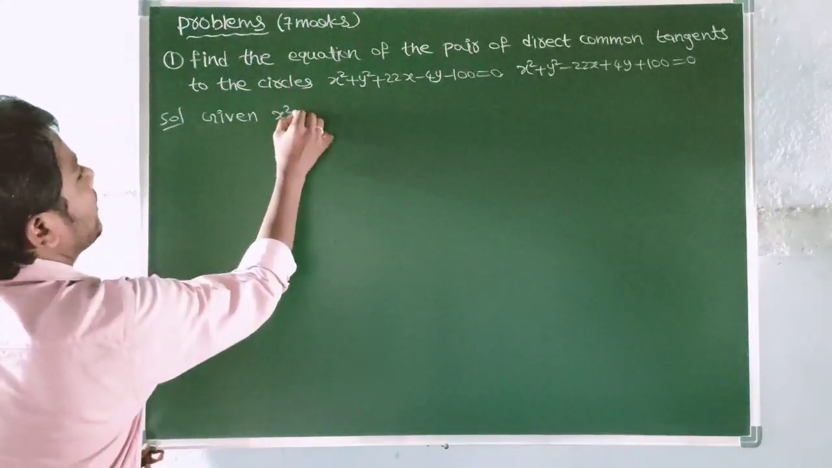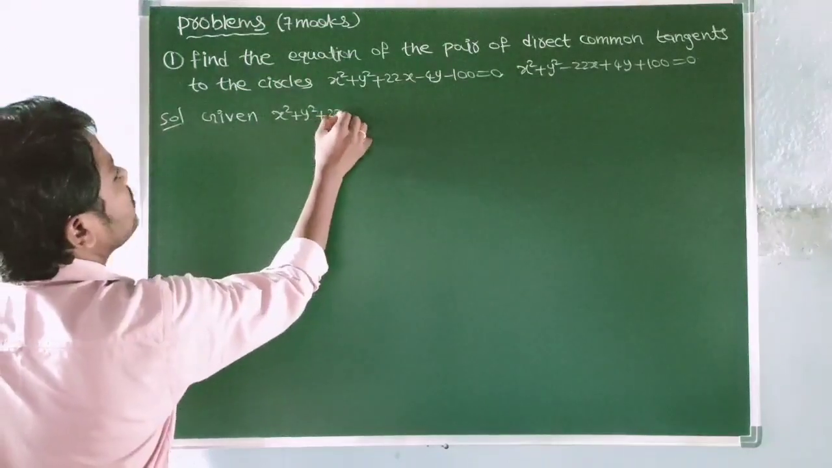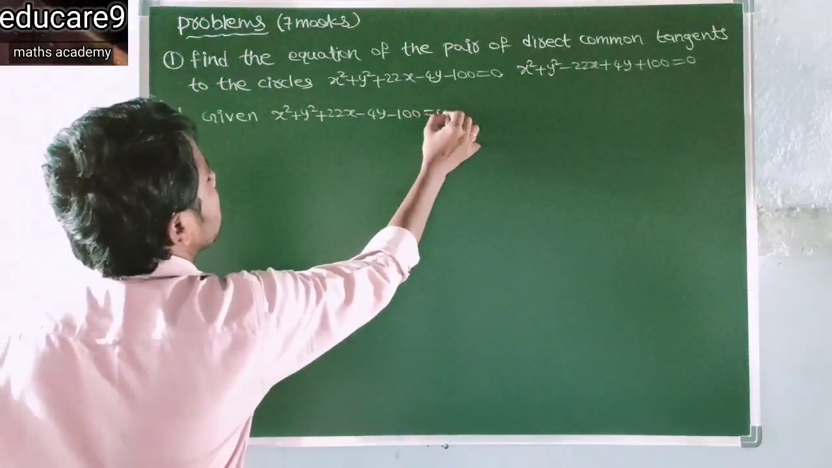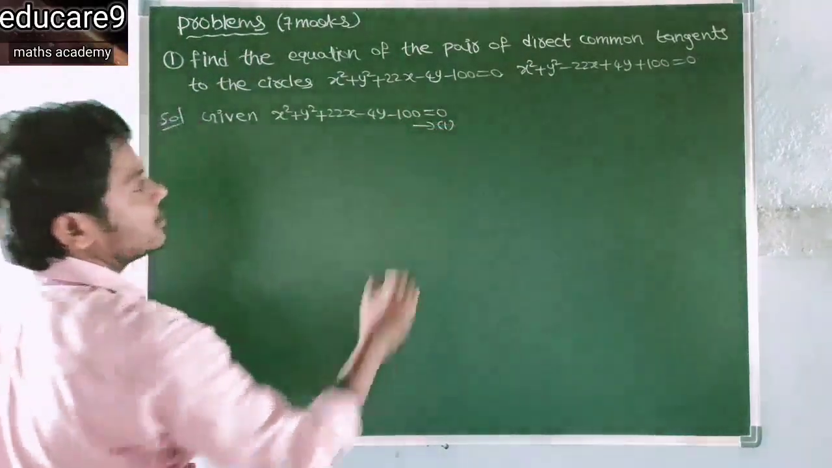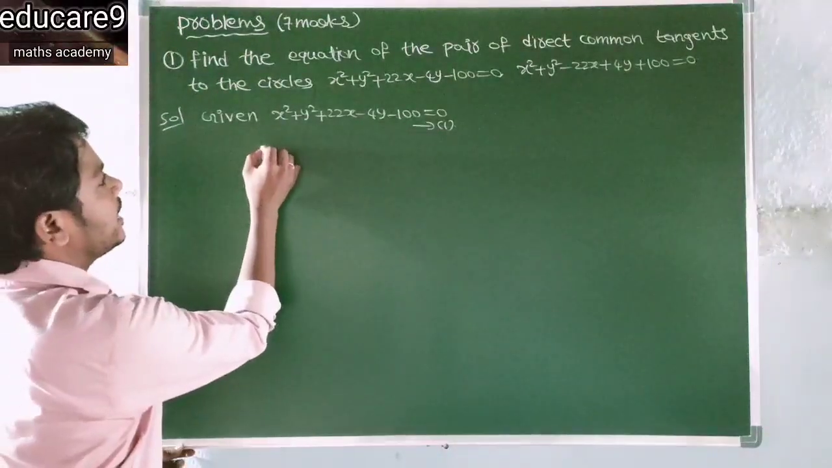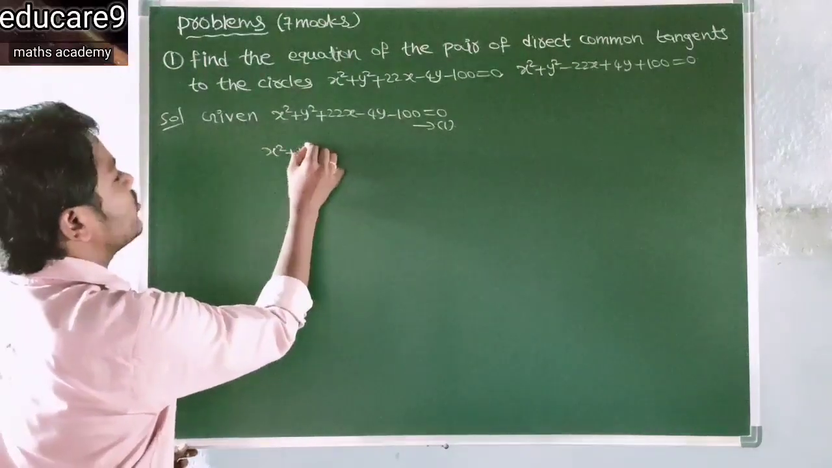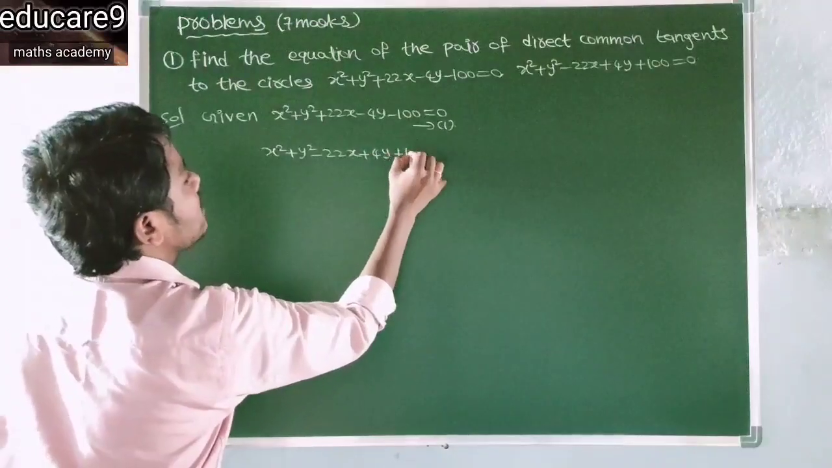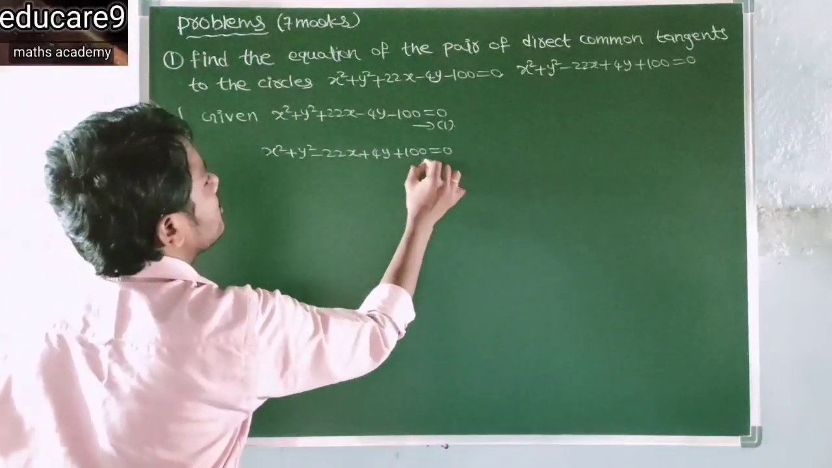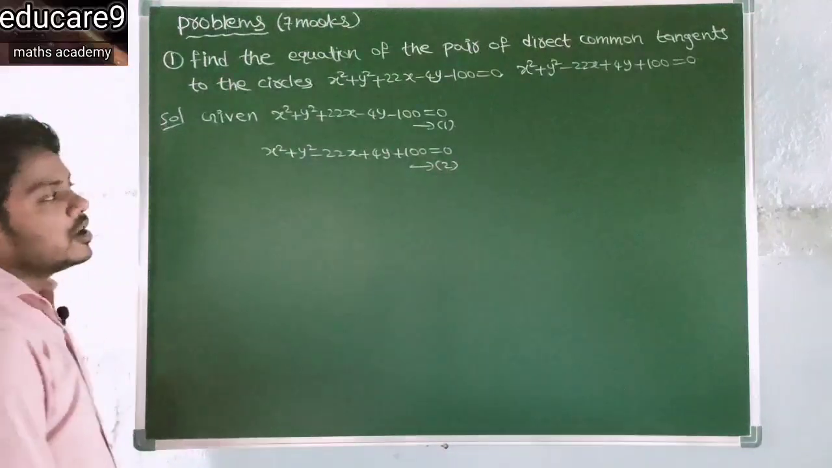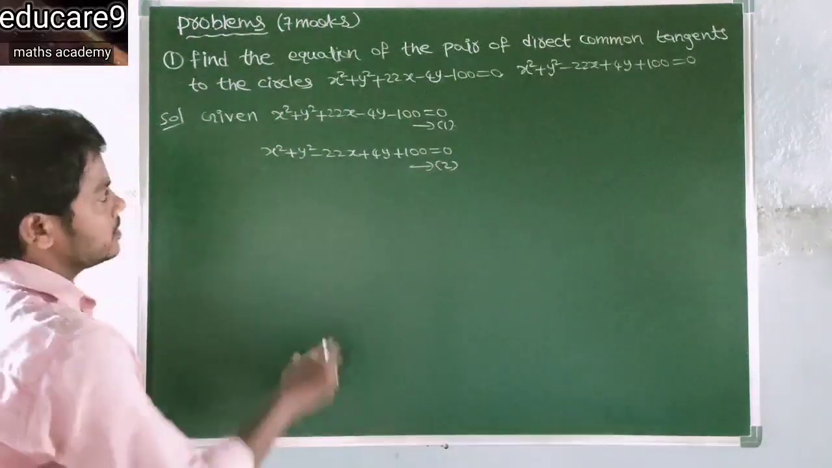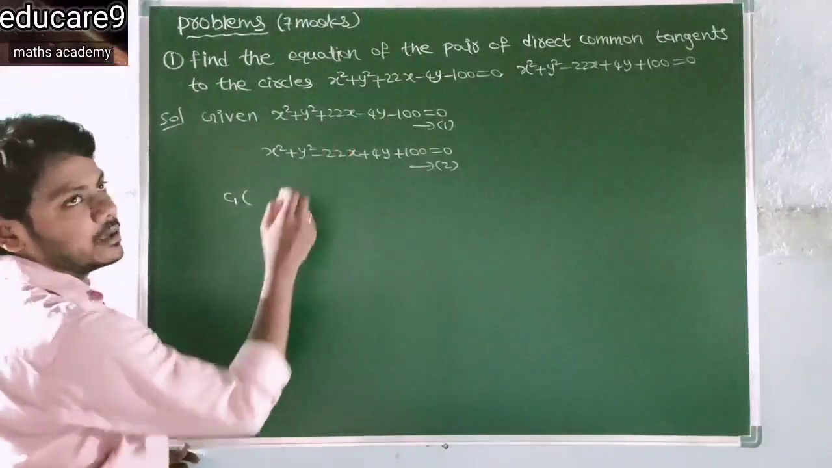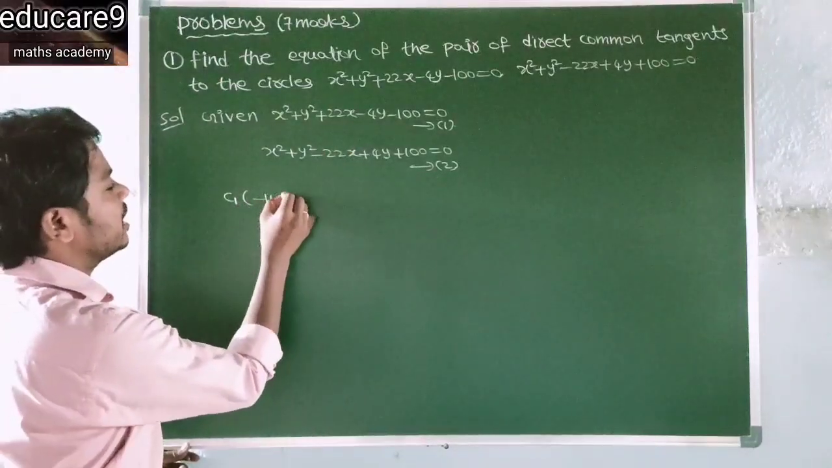x square plus y square plus 22x minus 4y minus 100 is equal to 0. This is equation 1. And the second circle is x square plus y square minus 22x plus 4y plus 100 is equal to 0. This is equation 2. Now find the center of the circles. So C1 is the center of the first circle, that is minus 11 comma 2.